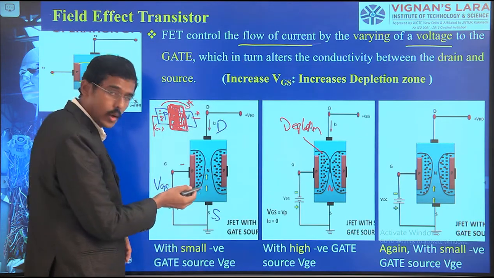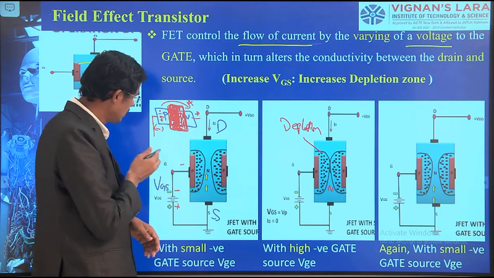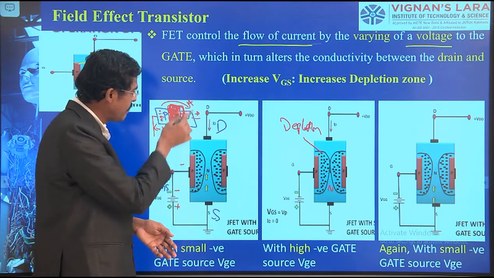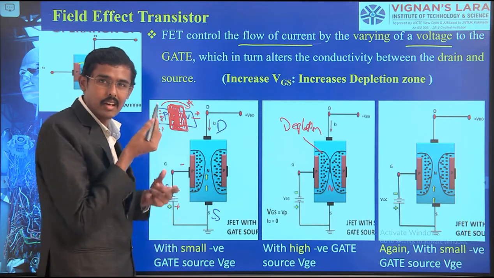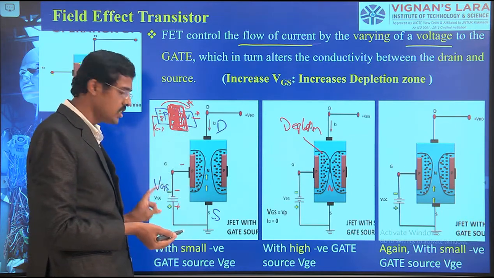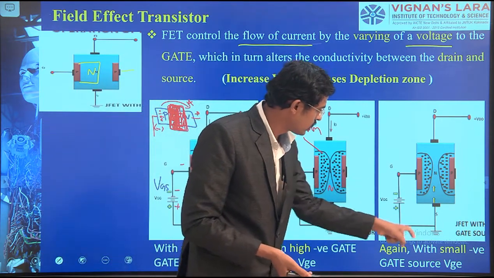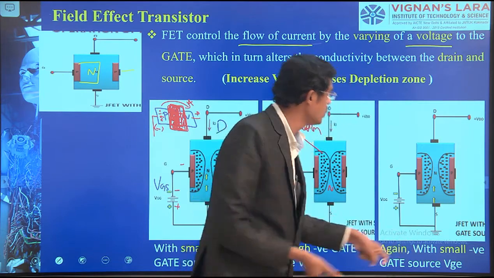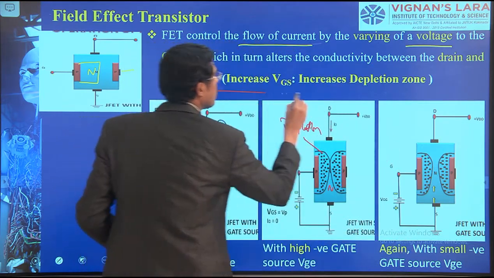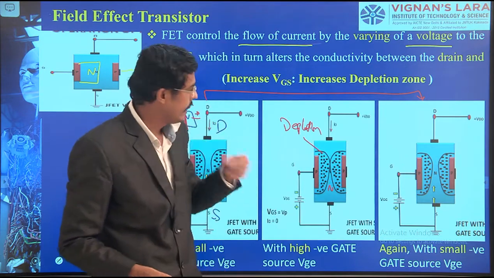So here the yellow color represents the flow. When the depletion zone is less, the flow of current happens from source to drain. But I have controlled the flow of current by using the increased VGS. Here, similarly, now again with a small negative gate source, these both are same. Again, I have decreased.